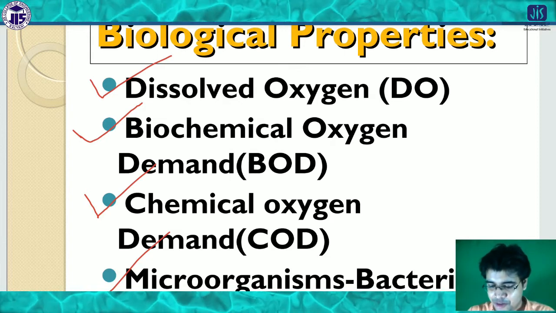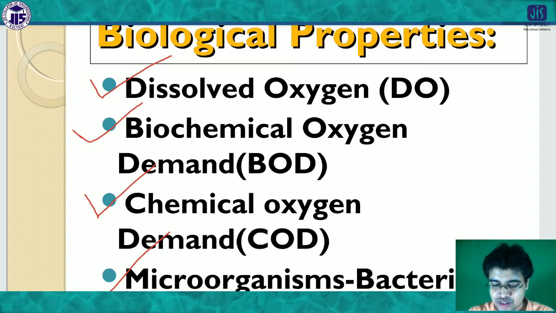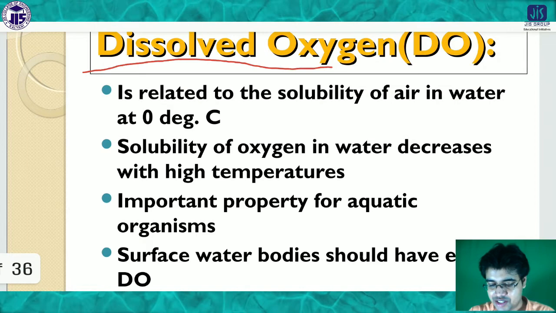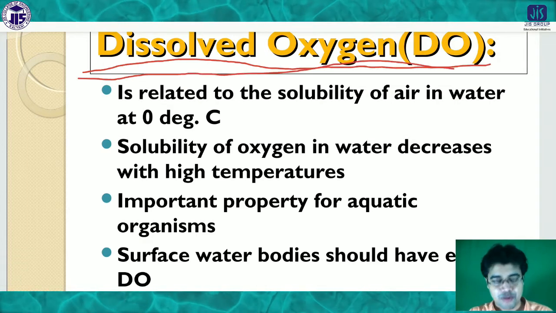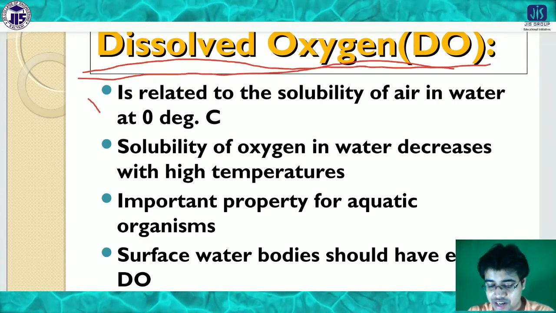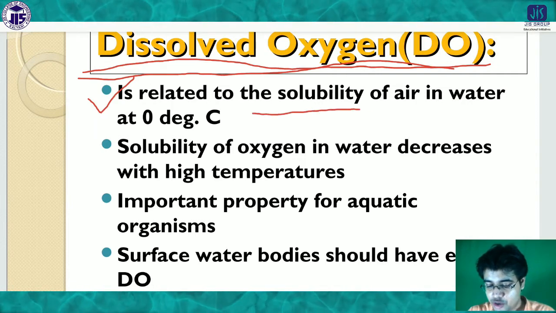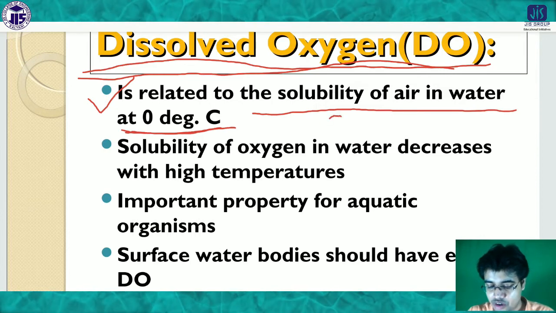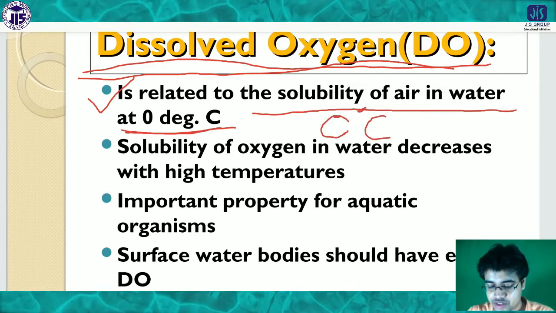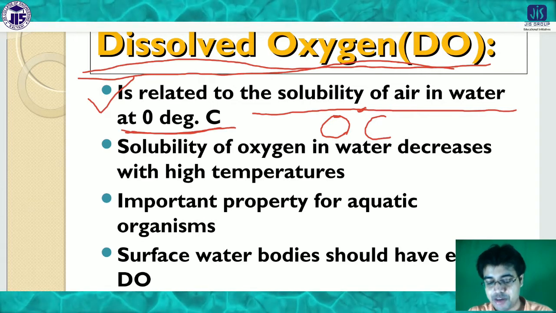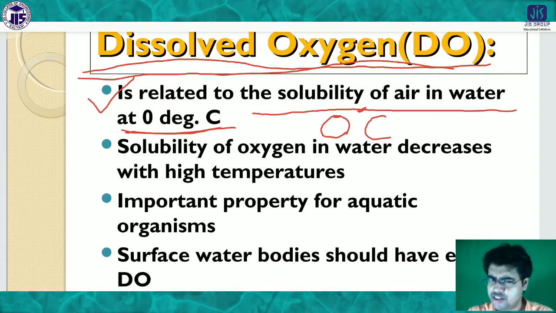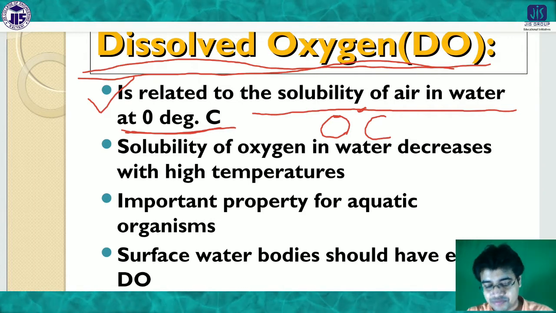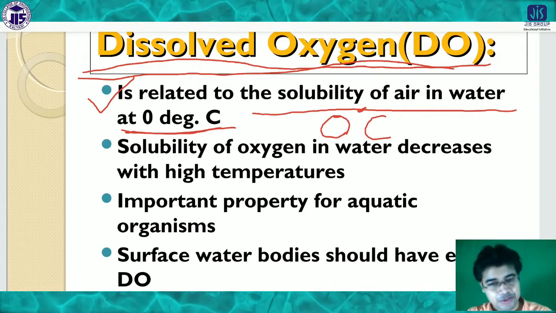So first of all, dissolved oxygen. If we consider dissolved oxygen, how can we define it? Dissolved oxygen is related to the solubility of air in water at 0 degrees C. How much air is soluble in the water? This is related to the dissolved oxygen.